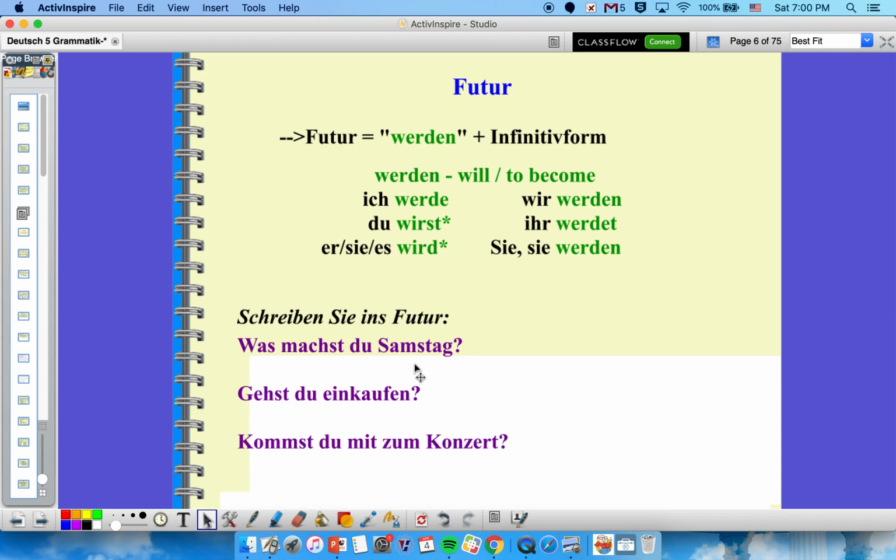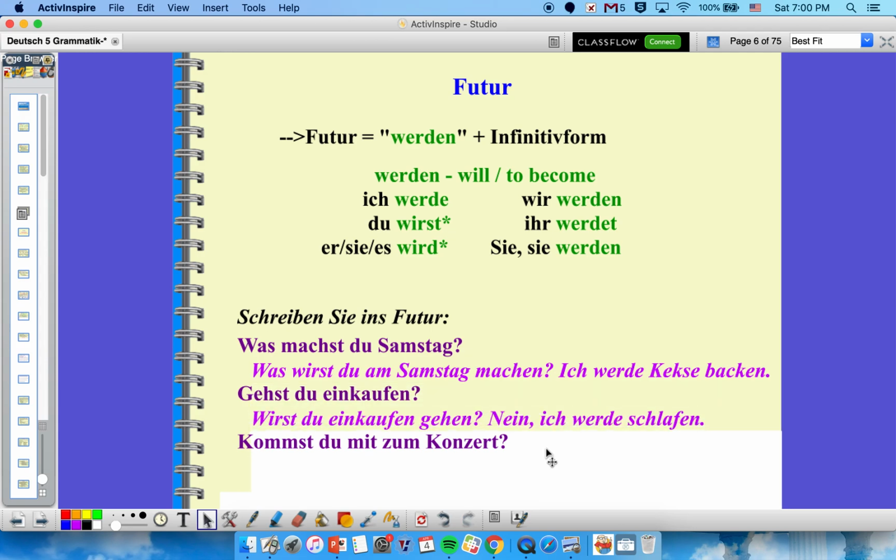Was machst du am Samstag? So schreiben Sie das ins Futur. Was wirst du am Samstag machen? Okay, and an answer could be Ich werde Kekse backen. Okay, so let's take this question and put it in future. Gehst du einkaufen would be Wirst du einkaufen gehen? And you could answer Nein, ich werde schlafen.